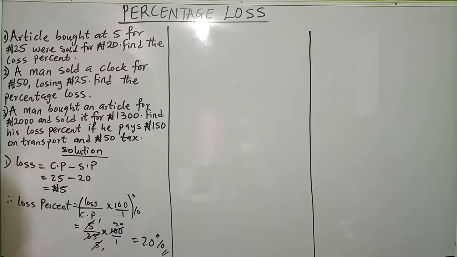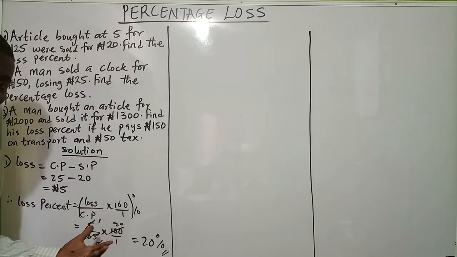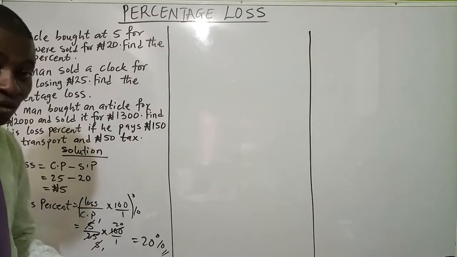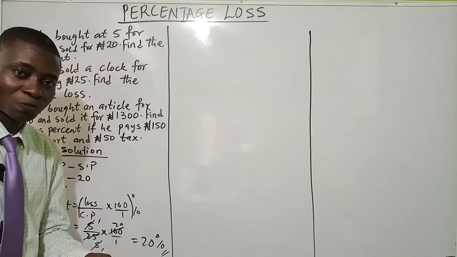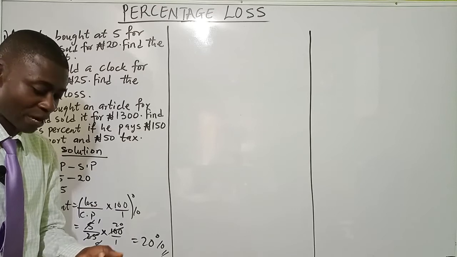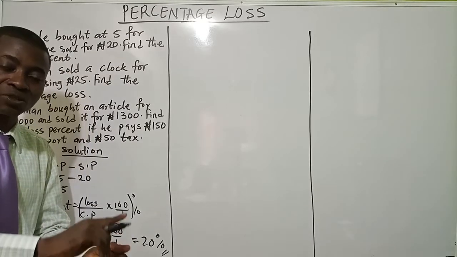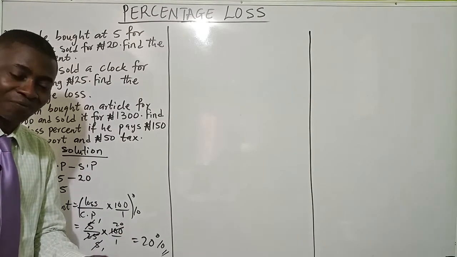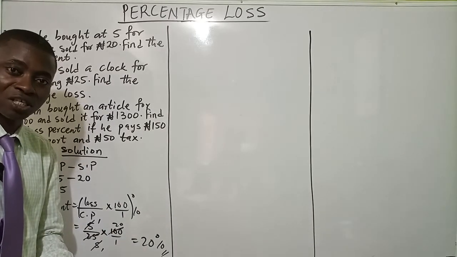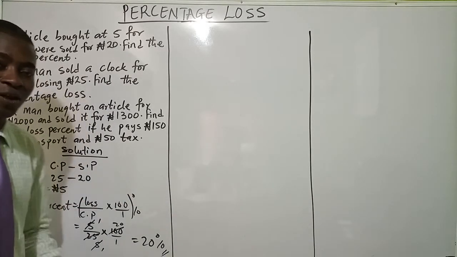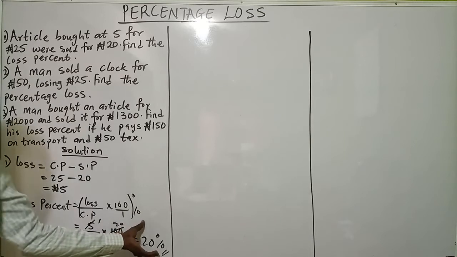So the loss that was incurred from this very transaction is 20%. So it's not difficult. What are the things that you need? When you see a question, first and foremost, identify your cost price, identify your selling price. Then calculate your loss, and after that, write out the formula for calculating loss percent, and then substitute into that formula. You will get your answer like this.